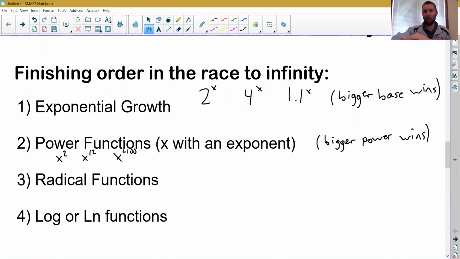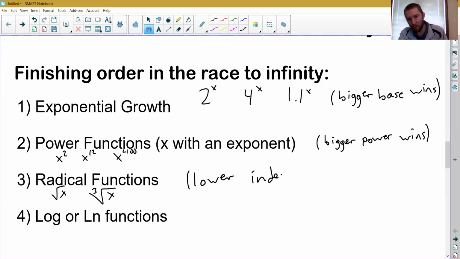Now, behind the power functions come the radical functions, and that would be like the square root of x, or possibly like the third root of x, or the fifth root of x, or something like that. These functions come in behind the power functions. They're sort of like power functions if you remember from algebra class how the square root of x is really x to the 1/2 power. So we can sort of see those together if we want. But otherwise, radical functions come in next. And interestingly, the lower index is going to win.